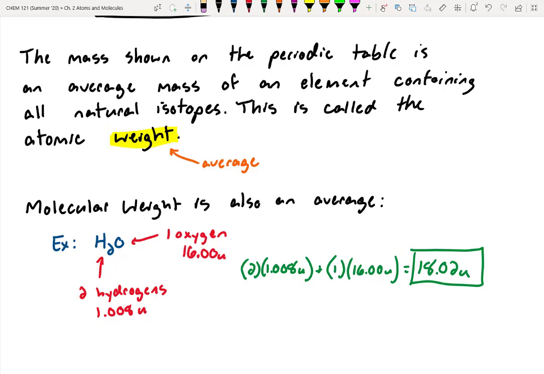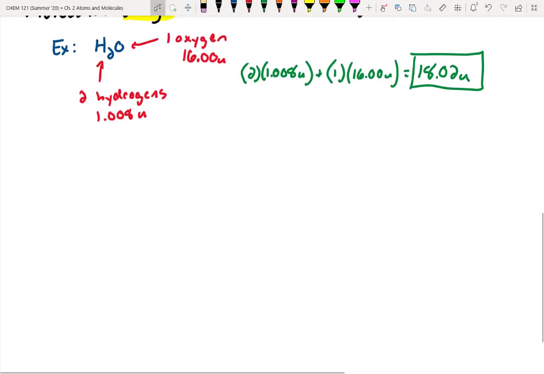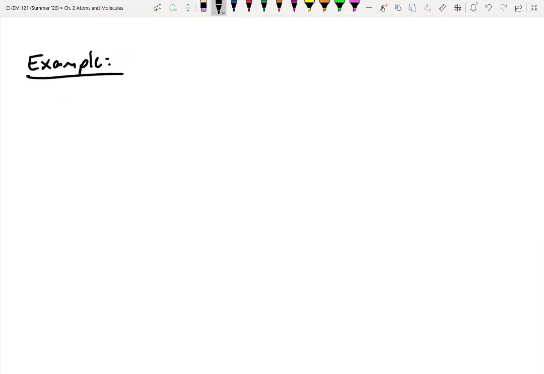All right. So let's kind of touch on this average feature, right? Because we're talking about this a fair amount, that anytime we're talking about atomic weight and molecular weight, we're referring to averages. So let's take a look. And I'll use this example with chlorine. So 75.53% of all chlorine is chlorine 35.